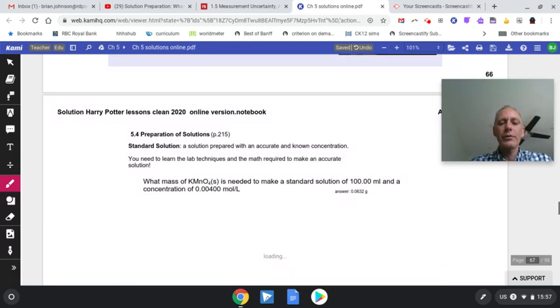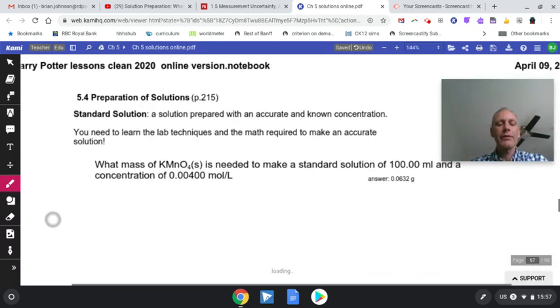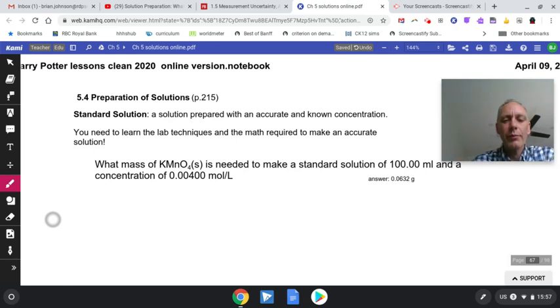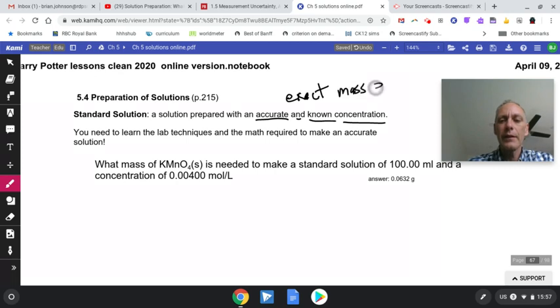First thing in your notes, you need to put down the definition for a standard solution: a solution prepared with an accurate and known concentration. In order to have an accurate and known concentration, it usually has to have an exact mass and volume. That's what you're going to be doing today, figuring out exact masses and volumes. First, I'm just going to show you the math. We're going to do two questions with the math pattern, and I'll show you one right off the bat.